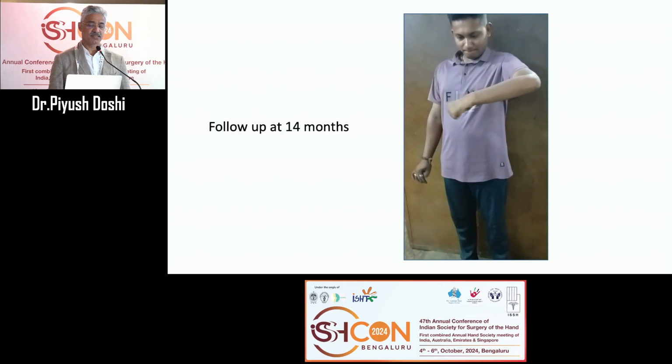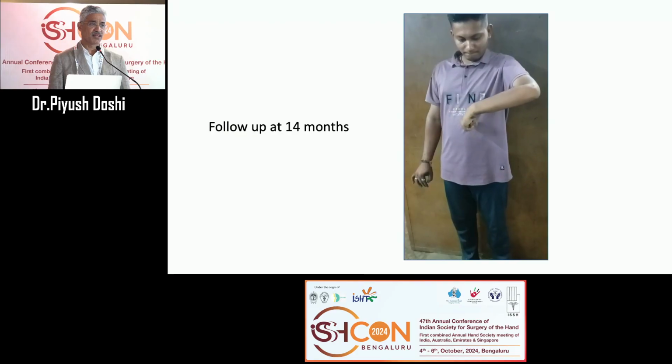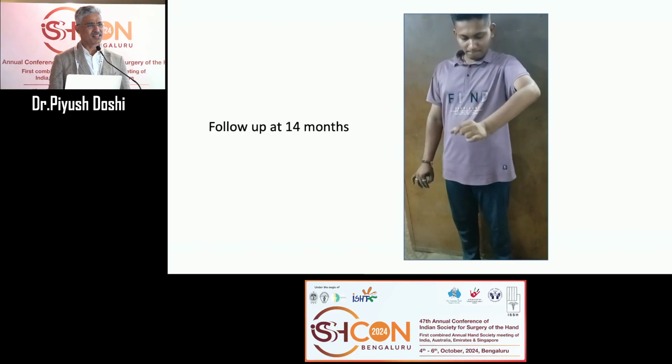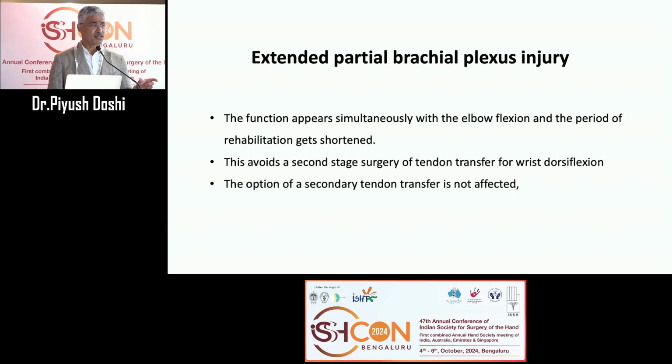At 14 months, he has got a good wrist extension, but the finger extension is not improved. And he has recovered reasonably good shoulder and elbow function. So the advantage of doing PQ to ECRB transfer in these partial palsies is that when shoulder and elbow recovers, the wrist extension will also recover at the same time. So the rehabilitation period is lessened. Otherwise, we might have to do a secondary procedure to get the wrist extension.